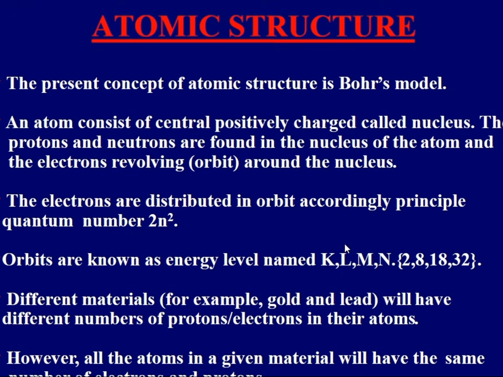Now, the entire positive charge of the atom resides in the nucleus. So what are the particles which are in the nucleus? Protons and neutrons reside in the nucleus, and the electrons revolve around the nucleus in a circular orbit. Now, different materials will have different numbers of protons and electrons in their atoms. But if it is the same material, then the number of electrons and protons in all the atoms of that given material will be the same. So this is the basic concept behind the atomic structure.